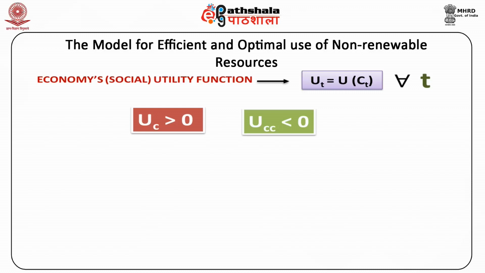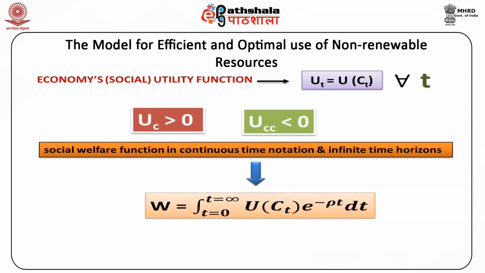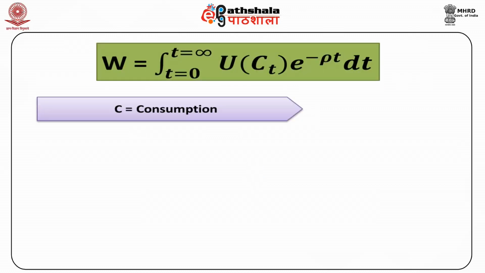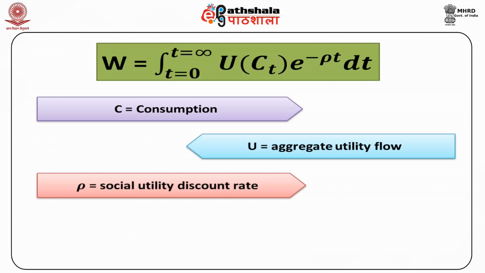Then the economy's intertemporal social welfare function in continuous time notation and infinite time horizon will be represented as W equal to the integral of U(C_t) e^(-ρt) dt, where t goes from 0 to infinity. Here, C is consumption, U is the aggregate utility flow, and ρ is the social utility discount rate.